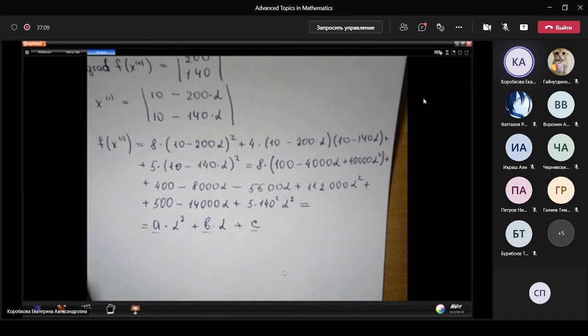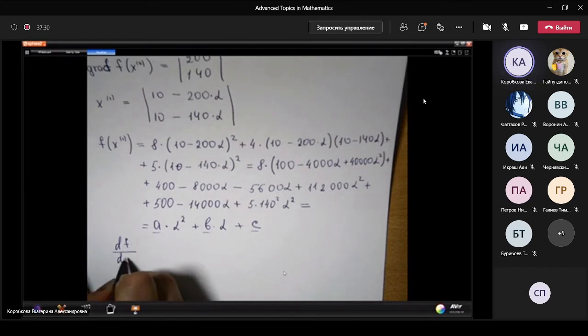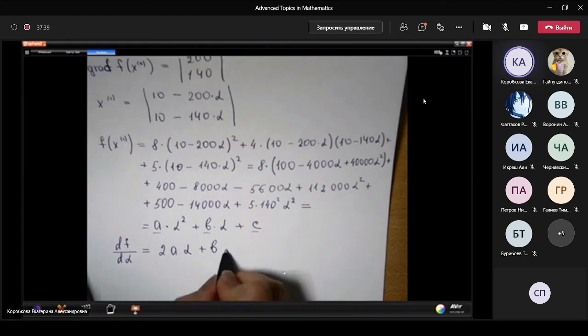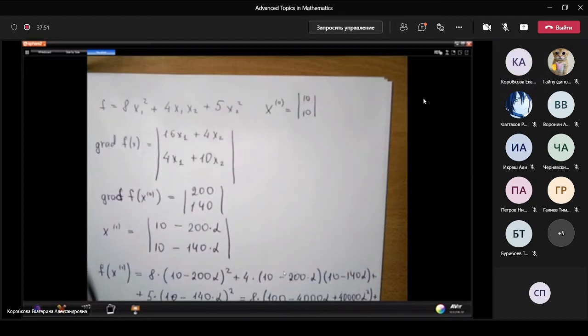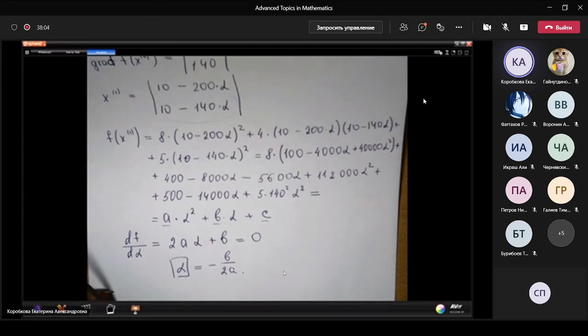I just do not want to spend time calculating the exact values. And then we should find the derivative with respect to the value of our step. That would be this one, it should be equal to zero, and we can calculate the value of the step and put it into this expression. So we'll get the first point. Then we should calculate the value of the function at this point.